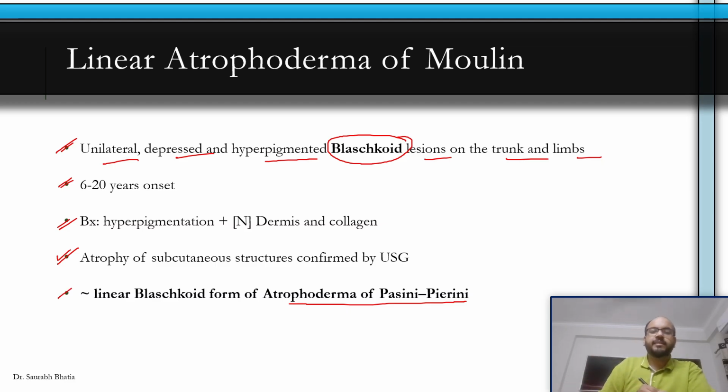Some authors label it as the linear Blaschkoid form of Atrophoderma of Pasini and Pierini. So you can easily remember that Atrophoderma of Pasini and Pierini is like a superficial variant of plaque morphea, while linear Atrophoderma of Moulin is a linear Blaschkoid form of Atrophoderma of Pasini and Pierini. I know it can get confusing with all sorts of names, but don't worry, slow it down, listen to it, and you can easily remember these variants of morphea.